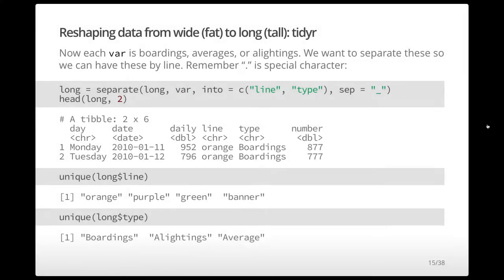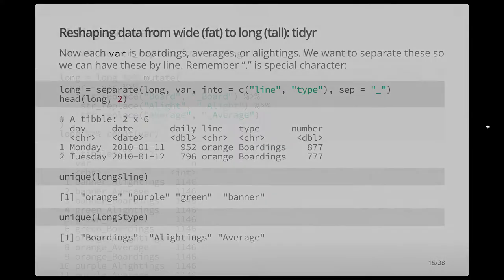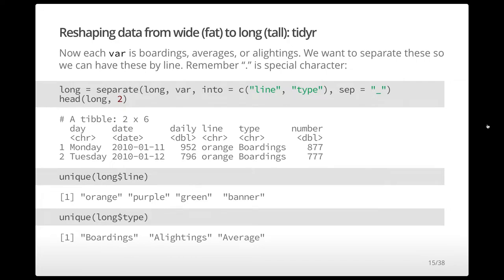So now, and again, we saved our changes because we reassigned the variable, and now we take our long data set and we throw it into the separate command. So we're separating in the long data set this column var, and what are we going to separate it into? Again, we're going to separate the first element into a column called line, the second element into a column called type, and we're going to explicitly tell it the separator is underscore. So if there were other things in there, like dashes or slashes or whatever, that it might interpret as separators, we say, don't try to guess, I'm going to explicitly tell you underscore.